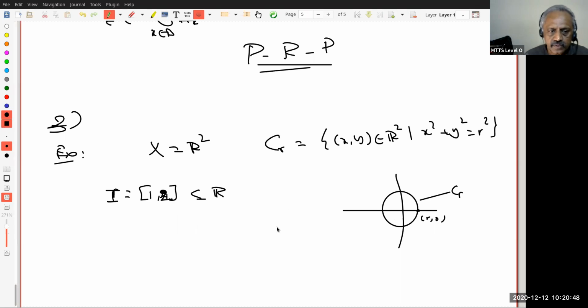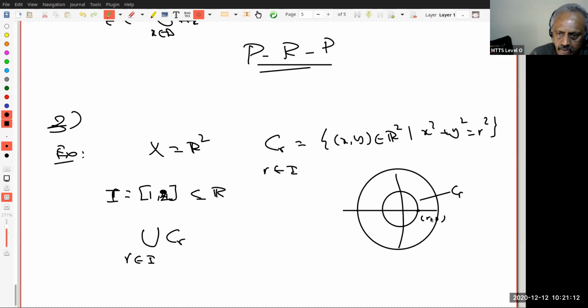Yeah, C_R. Okay. Therefore, what is the union of C_R, R in I? So this is the union of all circles with radius 1 up to radius 2. You understand that? My R is going to be in I. So this is, let's say, a circle of radius 1 and this is a circle of radius 2. Let us say this is 1, and this is 2. Then all these circles together make an annular region. You understand? And both the boundary circles are also included. This is C1, that is C2, both are included. Do you understand that?